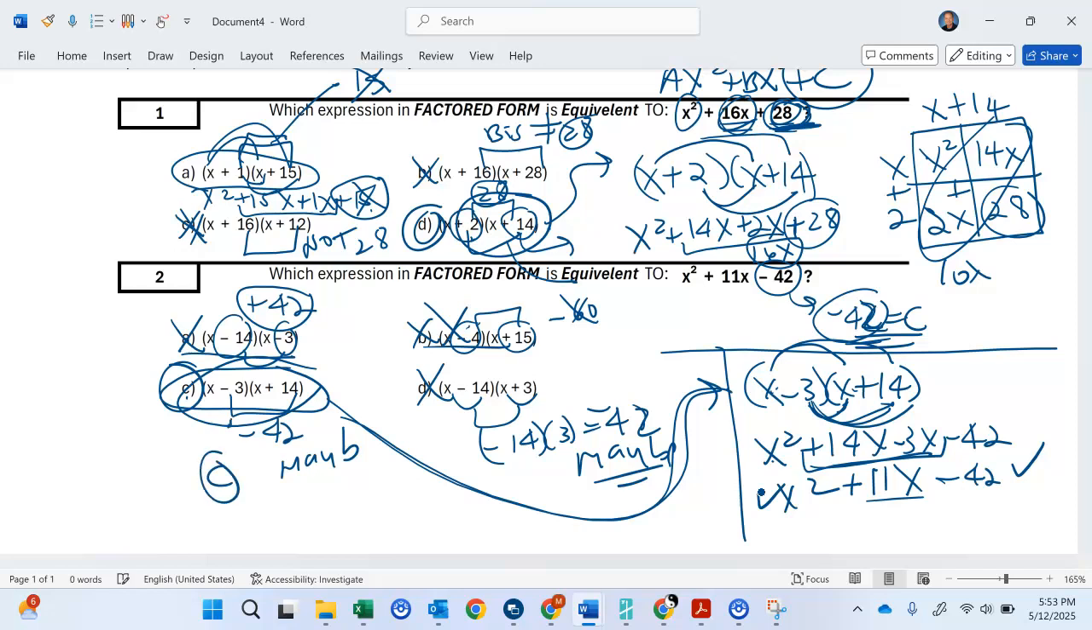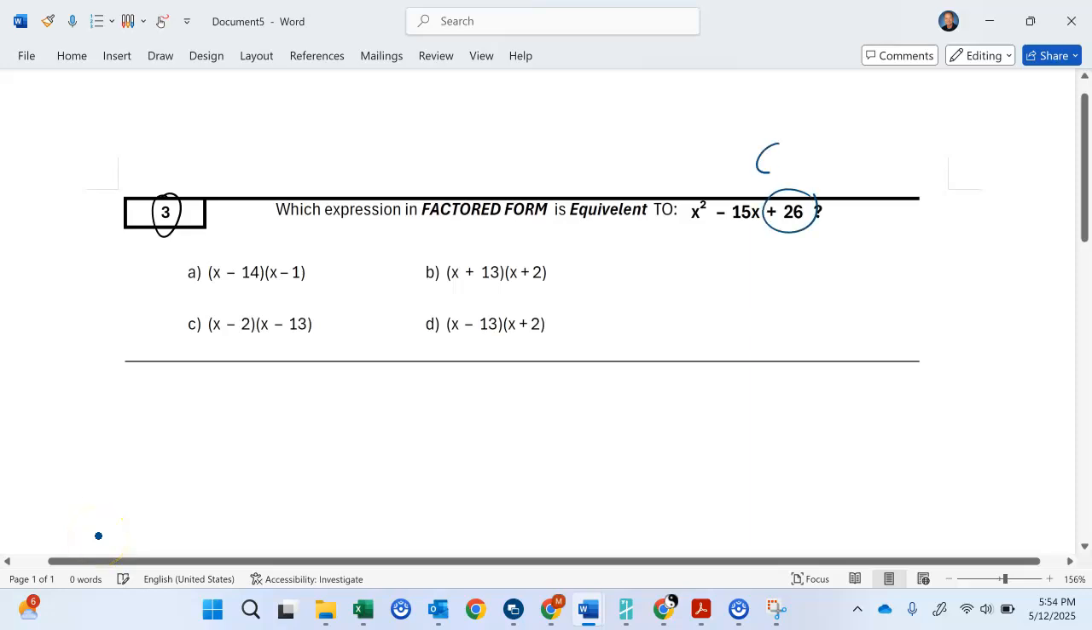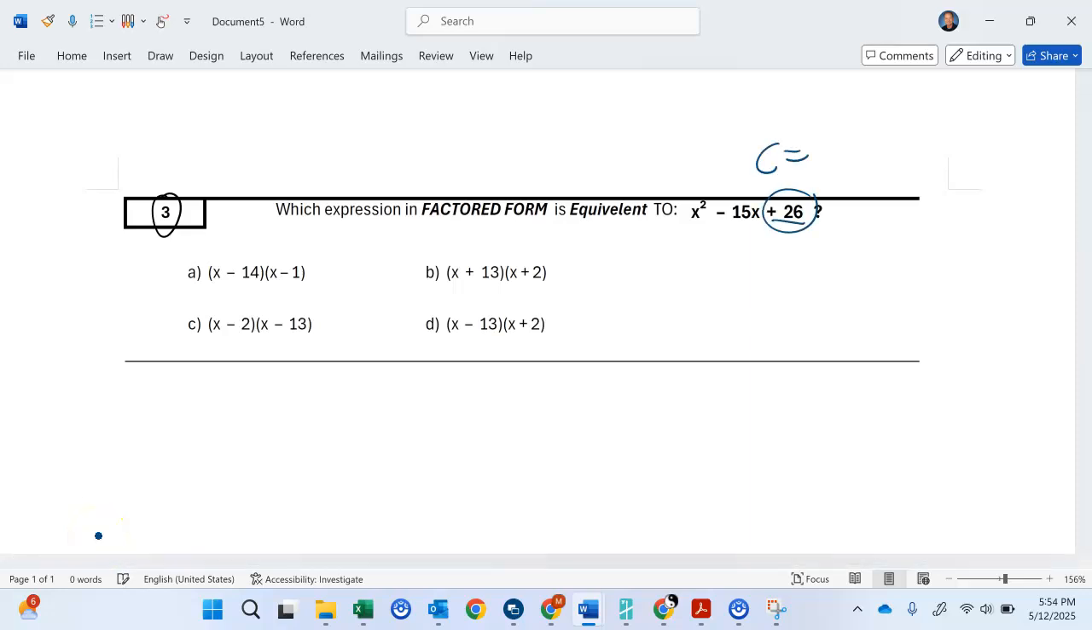So this one was C, okay? So that's what I can do. I can try those, okay? The first thing I do with this question number 3 is I look at the c, which is equal to positive 26. So let's see, negative 14 times negative 1 is positive 14, but I need 26, so no to A. Okay, B, positive 13, positive 2, multiply is 26, maybe. Okay, over here, negative 2, negative 13, that's positive 26, maybe. Here, negative 13, positive 2 is negative 26, but I need positive 26.